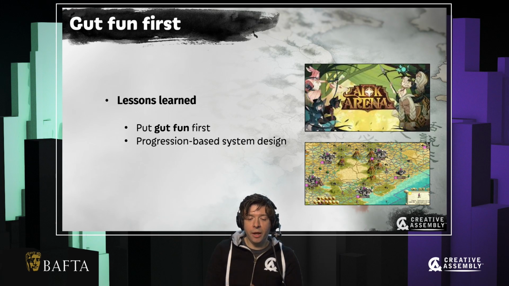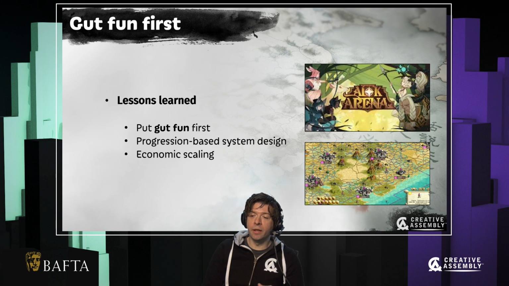In Civilization, when you have an early settlement, you might produce 3 hammers, so your temple takes 10 turns to build. Whereas later on, your cities provide hundreds of hammers, and a temple takes a single turn to build. So this progression-based system design is really important to push further. And with that comes the economic scaling. Seeing the numbers go up is inherently really rewarding.